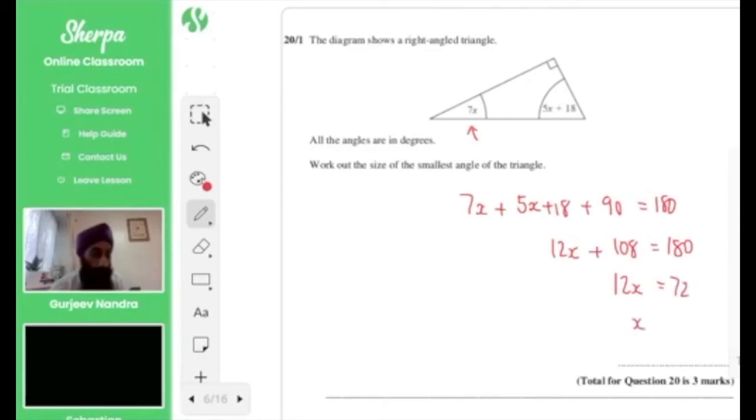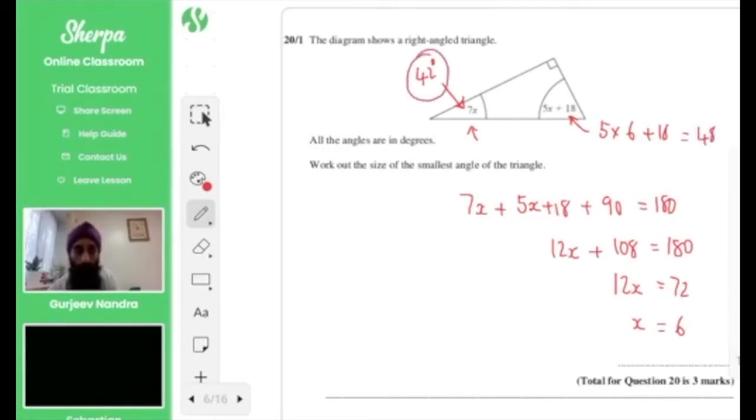And then we can divide both sides by 12. 72 divided by 12 is 6, so x equals 6. Once you know what x is, you can sub that into both of the angles. So you can do 7 times 6 to get 42. And you can sub it into this one, 5 times 6, add 18 to get 48. So the size of the smallest angle in the triangle is obviously going to be this one here, which is 42 degrees.